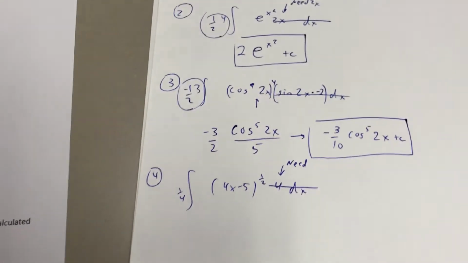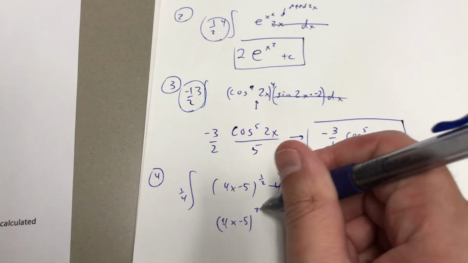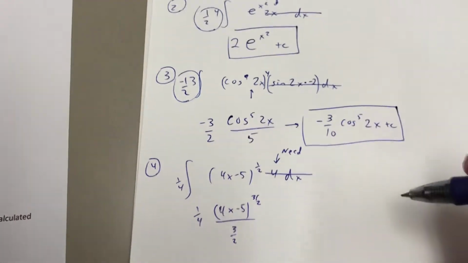Reverse the chain rule. Derivative of the inside function goes away. Reverse the power rule. Your power is going to raise by 1. You're going to divide by that new power. You've got that 1/4 out in front. Okay.